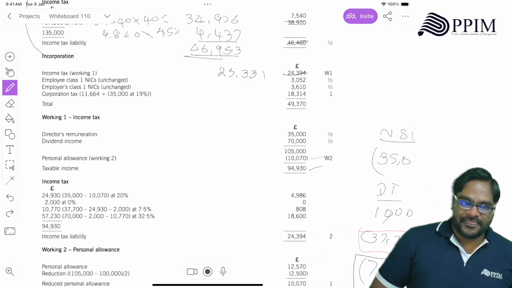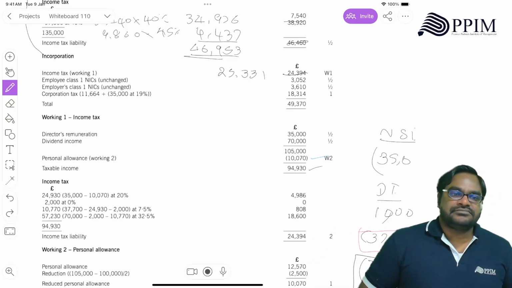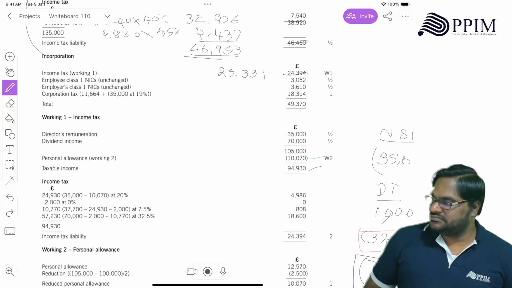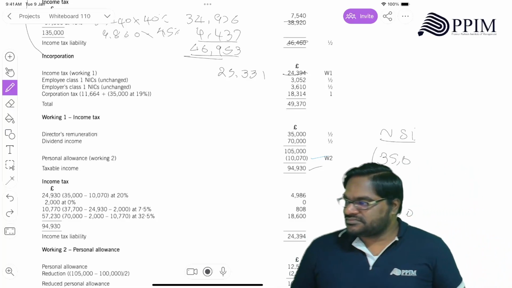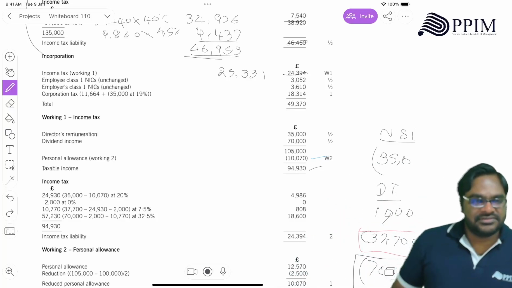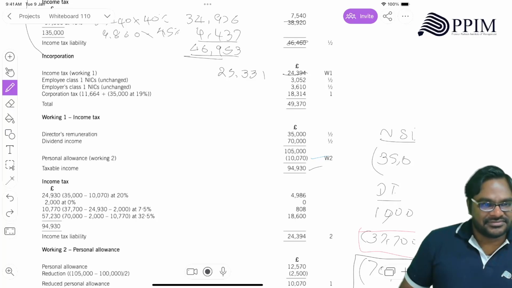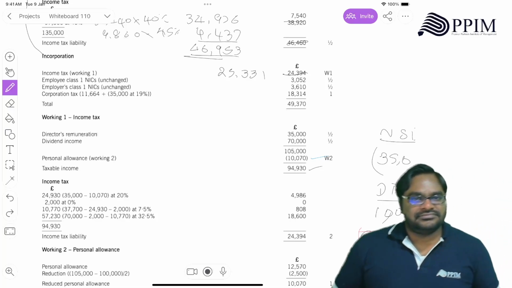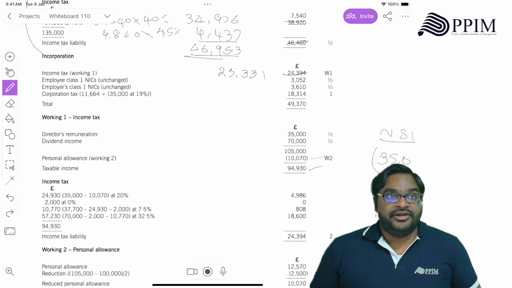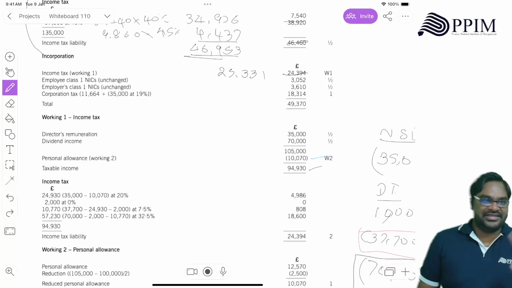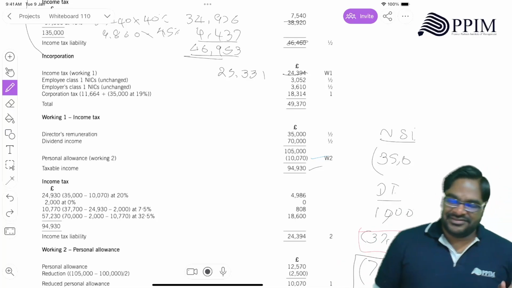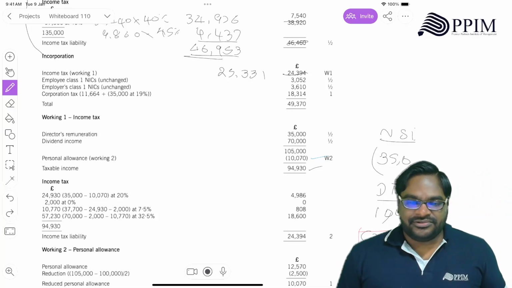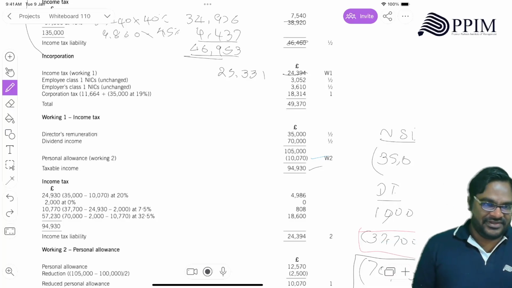Employee class 1 NIC: until 12.5 is 0%. After that, it's 12%. So that 12.70 is the personal allowance? No. Don't confuse that with personal allowance. Then why do they have that? It's the tax-free amount we deduct.